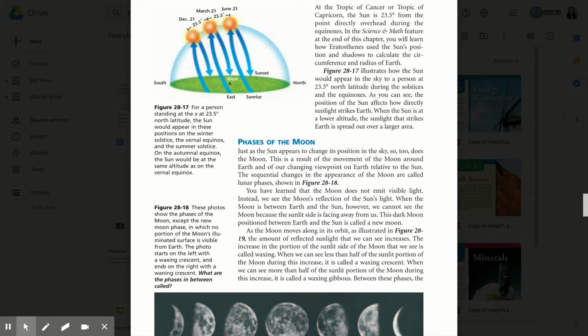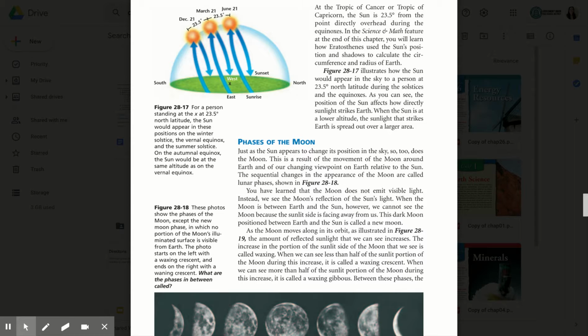As you can see, the position of the sun affects how directly sunlight strikes Earth. When the sun is at a lower altitude, the sunlight that strikes Earth is spread out over a larger area. Phases of the moon. Just as the sun appears to change its position in the sky, so too does the moon. This is a result of the movement of the moon around the Earth and of our changing viewpoint of Earth relative to the sun. The sequential changes in the appearance of the moon are called lunar phases, shown in Figure 28.18.